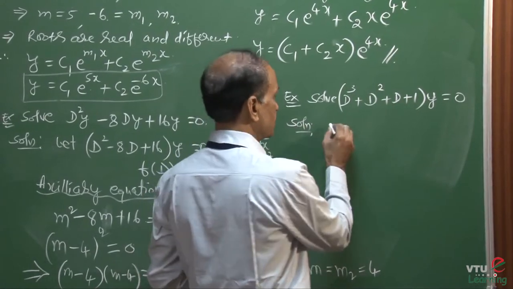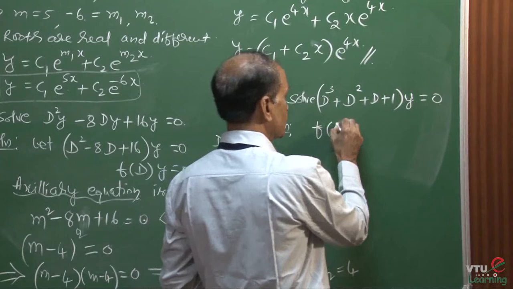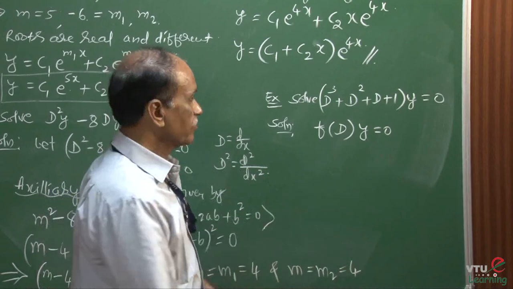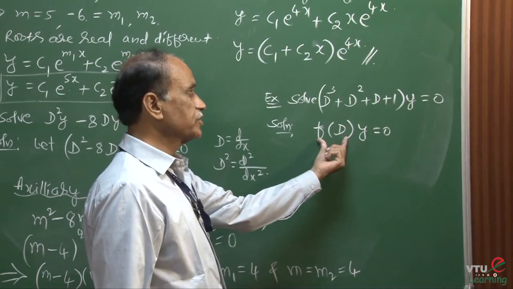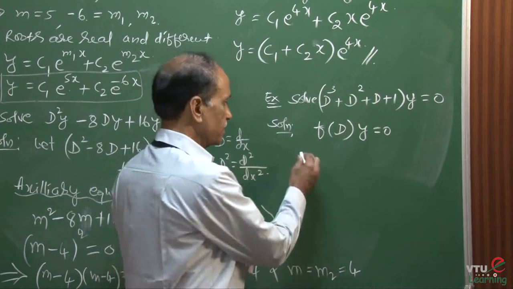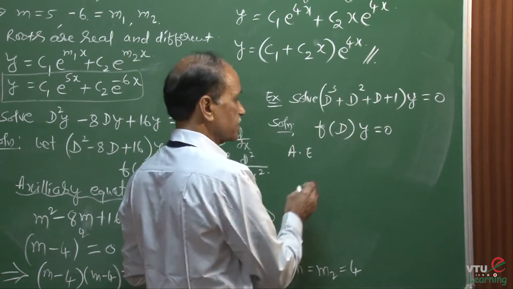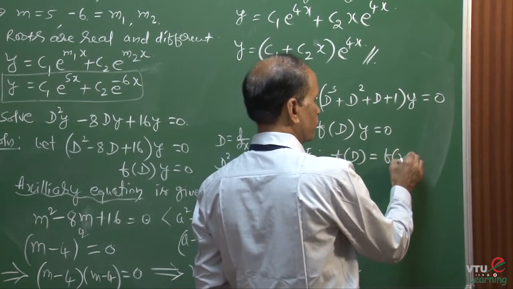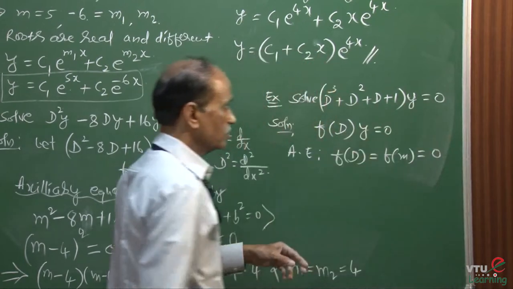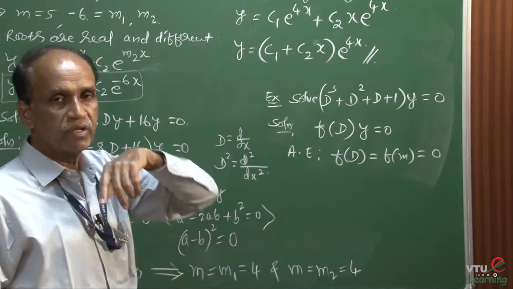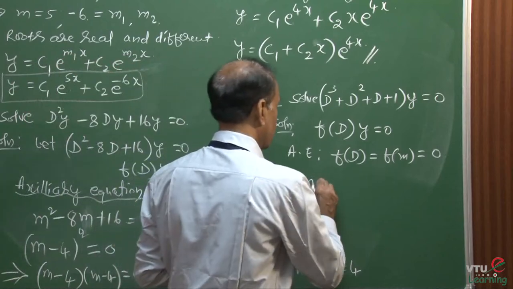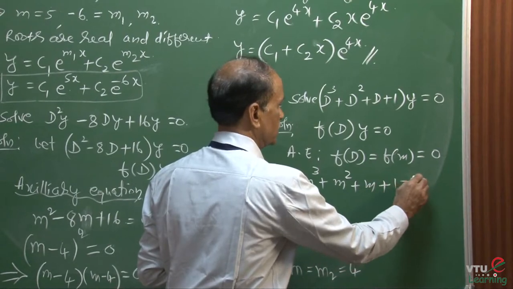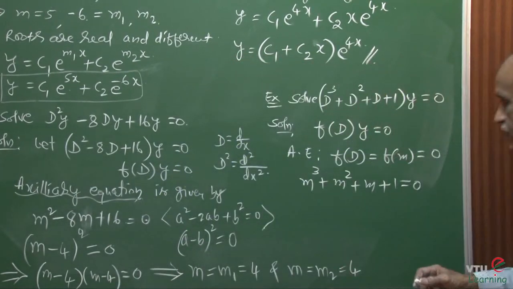Solution. Same type, this is already in the standard form, that is f of d operating on y equal to 0. F of d operating on y means this is a function of the differential operator. Then the auxiliary equation. What is the auxiliary equation? F of d is f of m, that is equal to 0. So, wherever d is there, you replace that d by m. Therefore, it must be m cube plus m square plus m plus 1 equal to 0.